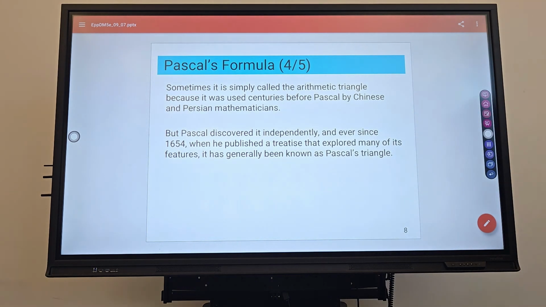Sometimes it is simply called the arithmetic triangle because it was used for centuries before Pascal by Chinese and Persian mathematicians. But Pascal discovered it independently, and ever since 1654, when he published a treatise that explored many of its features, it has generally been known as Pascal's triangle.